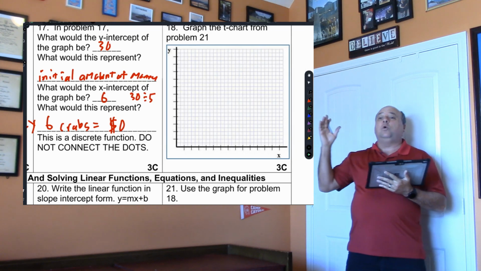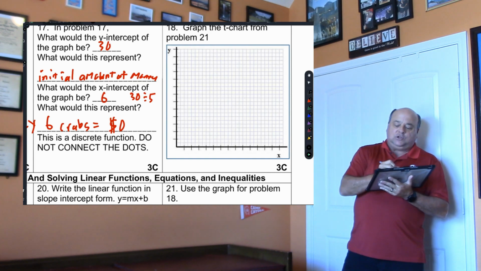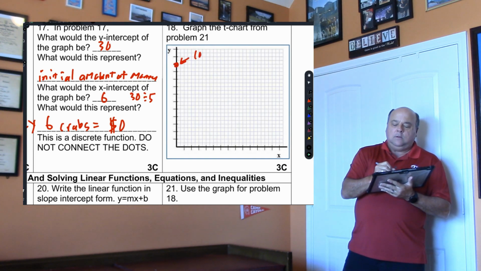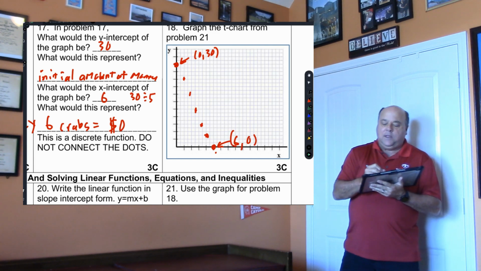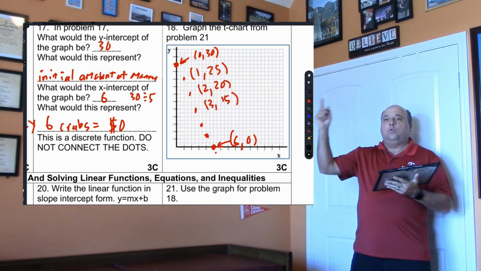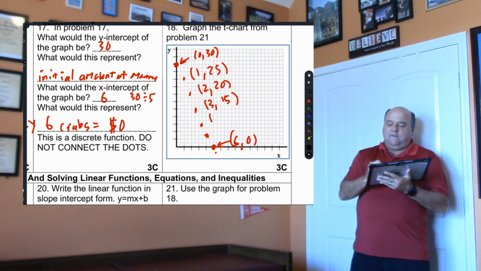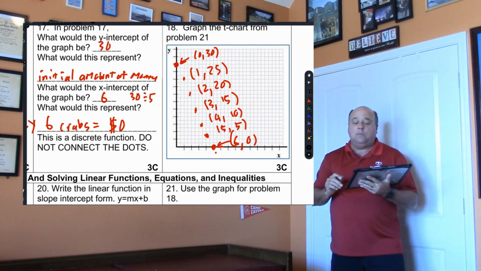Now then on this one right here, we're only buying stuffed crabs, so the money's going to go down by 5. So we're going to start up here at 30. And then we need 1 crab, 2 crabs, 3 crabs, 4 crabs, 5 crabs. At 6 crabs, we have no money, do we? So if you input 6, you output 0. This right here, 1 crab would be $25. 2 crabs would be 20. 3 crabs would be 15. Notice we're just dropping 5 every time, aren't we? 4 crabs would be $10. 5 crabs would be $5. And at 6, you would have no money, would you?